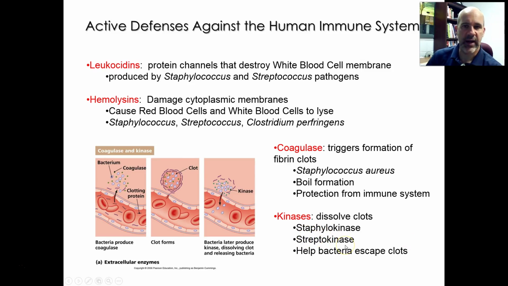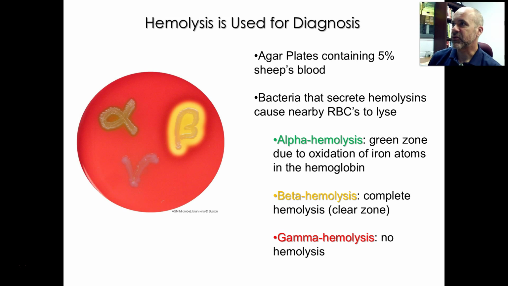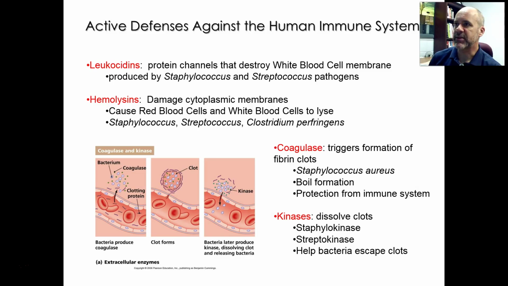Staphylokinase and streptokinase are examples of enzymes that dissolve fibrin clots in the body. And interestingly, those are being used now deliberately as drugs to help dissolve clots in heart attack and stroke victims. I did want to point this out just kind of as a little sidebar.